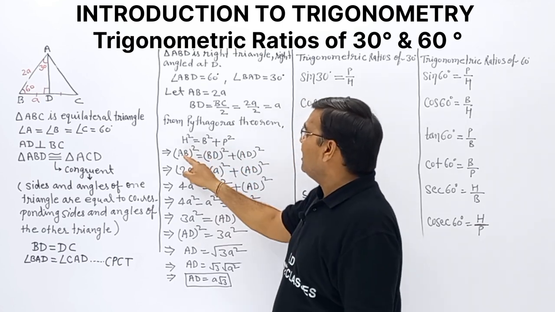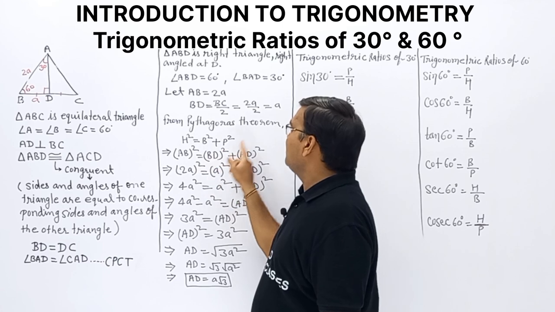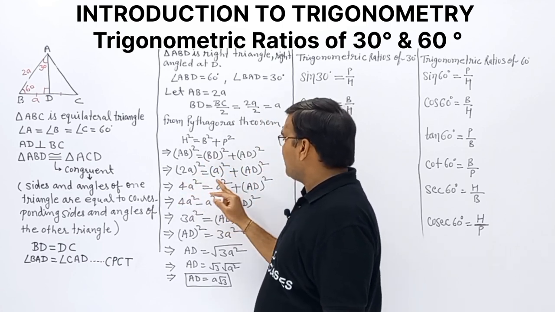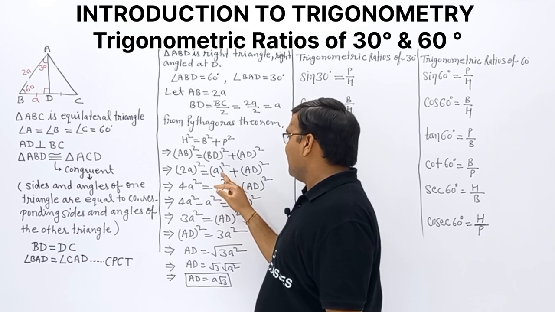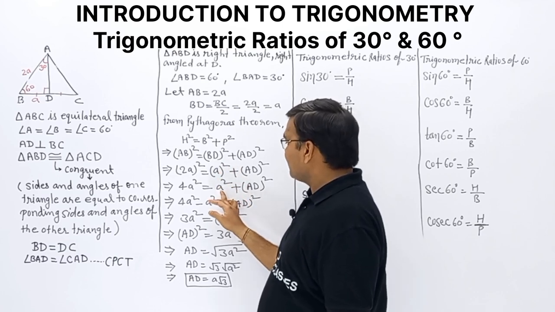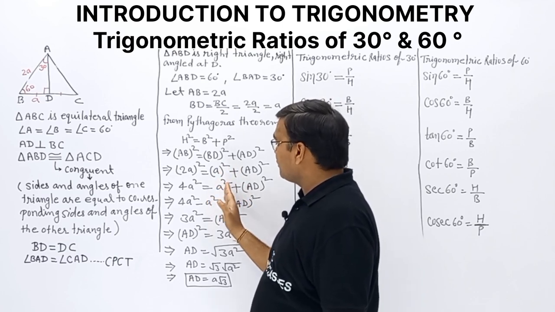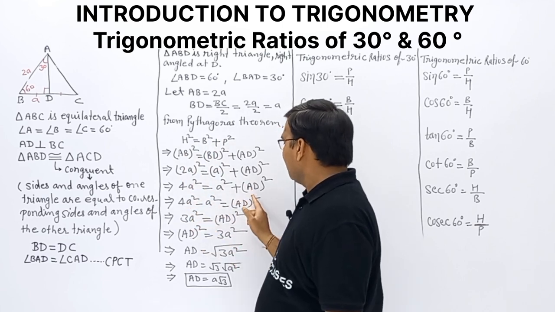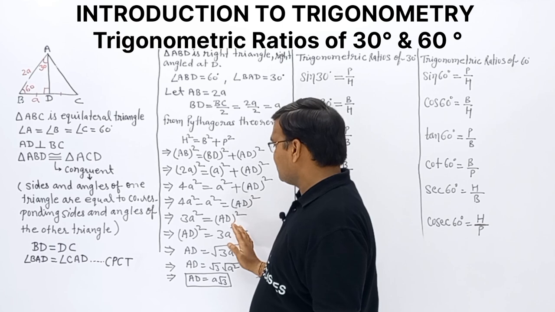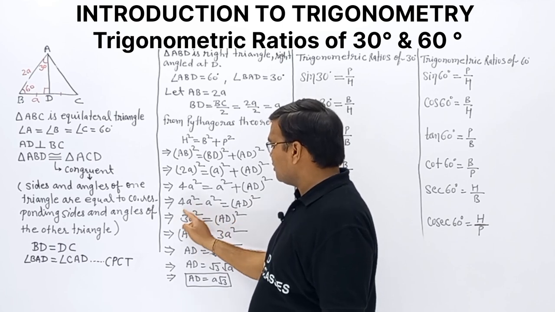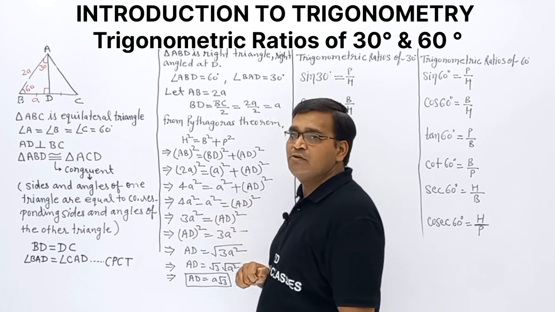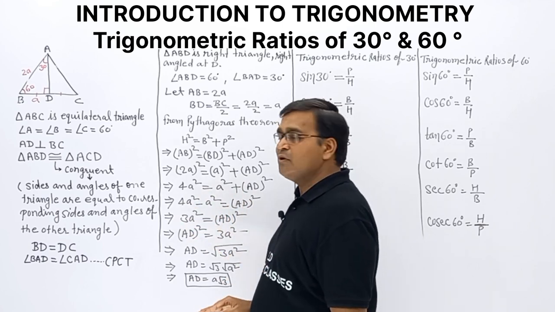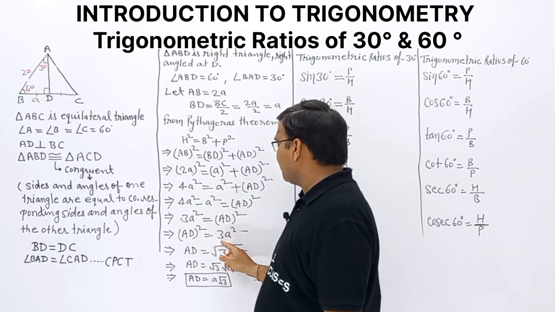Now put the values. AB we assumed to be 2A, BD we obtained as A. Clear? 2A whole square will be 4A square, equal to A square plus AD square. Now we are transposing A square from right to left. Then 4A square minus A square, we are getting 3A square, equal to AD square. Now in the left we have 3A square, in the right we have AD square. Changing sides, AD square can be written as 3A square.